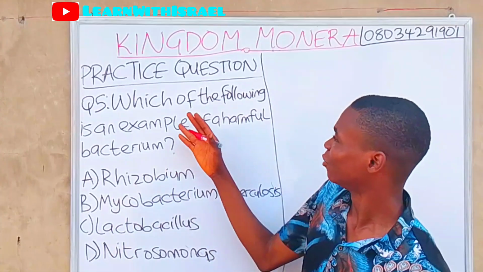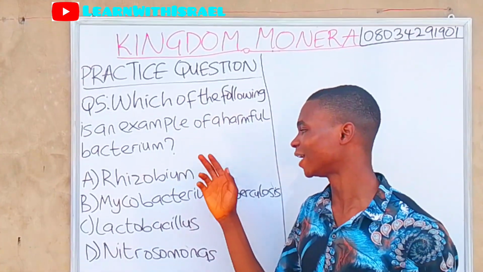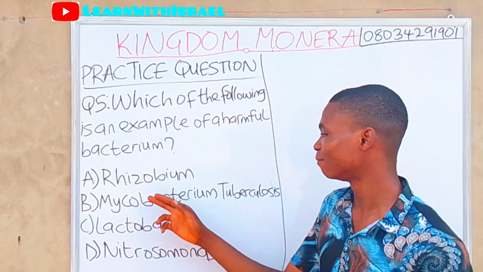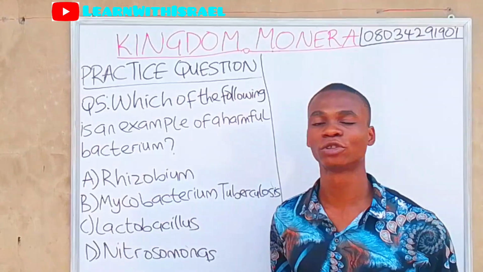So guys, which of the following is an example of a harmful bacterium? A, Rhizobium, B, Mycobacterium tuberculosis, C, Lactobacillus, D, Nitrosomonas.